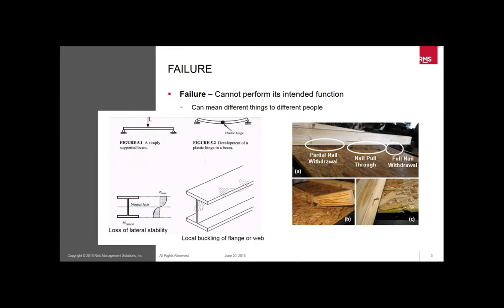The pictures here on the right are from some testing that I did when I was in grad school, testing the pressure resistance of OSB plywood on a roof, and you can see there are several different failure modes here. These are just nails that are nailed through into the 2x4. Some of these had full nail withdrawal. Others, the nail stayed in the 2x4 and the head pulled through the OSB. Others had just partial nail withdrawal. You could have the 2x4 break and so forth. So there are multiple ways that failure can happen, and sometimes it's very useful to define what failure is as we go through this process of estimating wind speeds and looking at the damage to a given building.